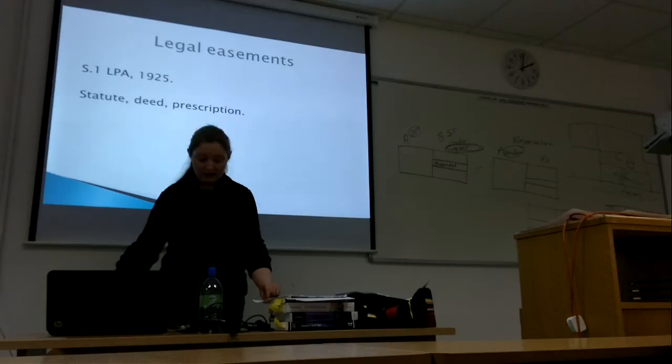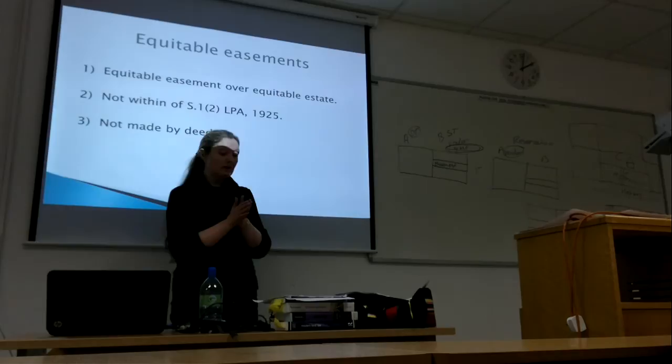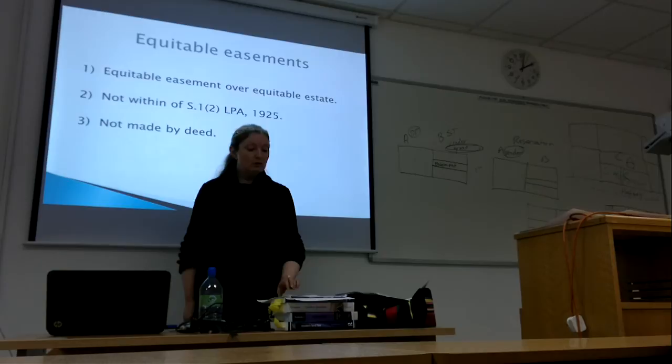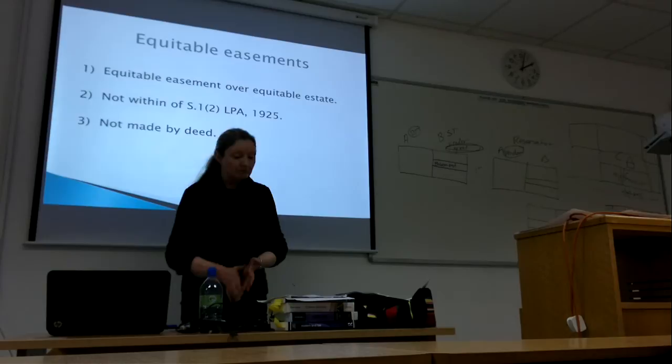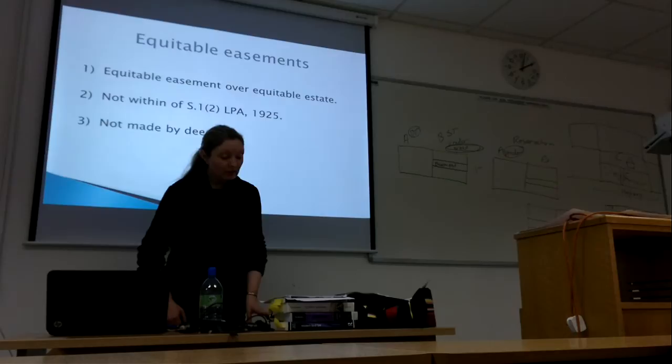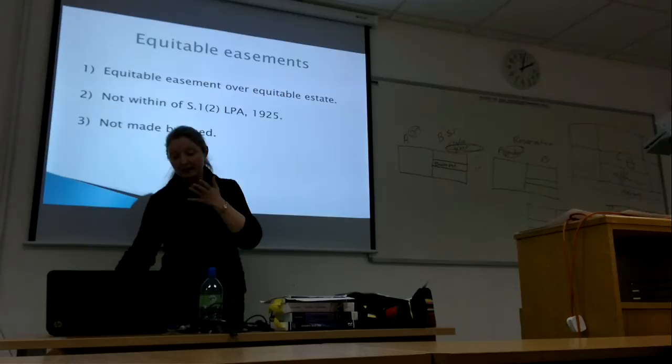So equitable easements can be created in a number of ways. If you only hold an equitable estate, you can only grant an equitable easement, because there's a maximum in law that you can't grant more than you've got. A legal interest would be more than what you've got if you've got an equitable interest. And then if the easement is not within the definition of section 1, subsection 2 of the Law of Property Act, which defines legal easements, then it's going to be equitable.